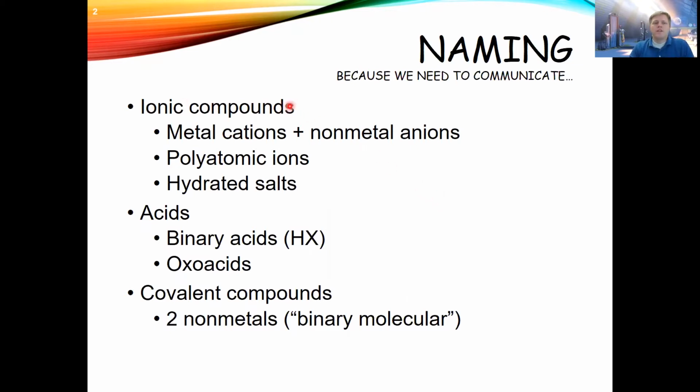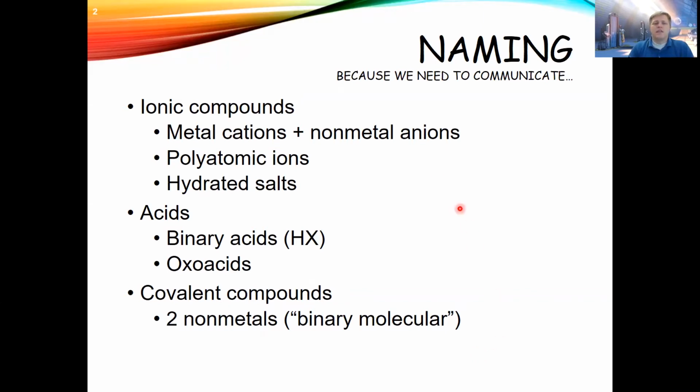We'll be discussing three types of ionic compounds. We'll be talking about metal cations complexed with nonmetal anions. We'll be talking about polyatomic ions and hydrated salts. We'll also be talking about acids, specifically binary acids that consist of just two atoms, and oxoacids, which are nonmetal elements combined with oxygen to form acids. And finally, we'll finish off with covalent compounds consisting of just two individual elements.